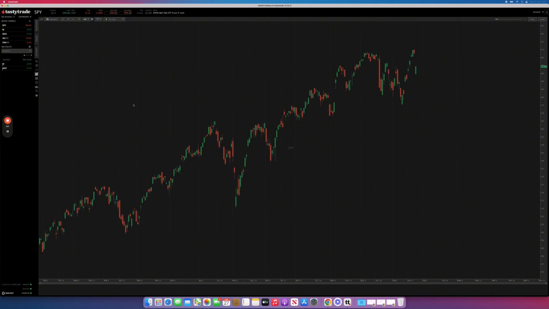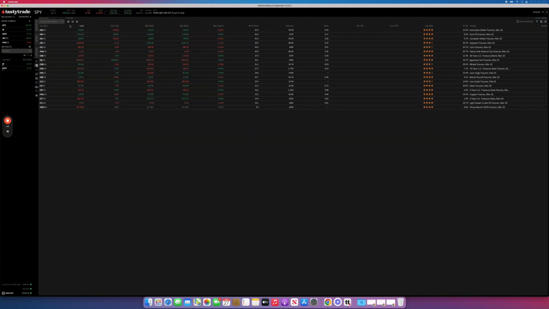So the first thing you want to do is open up a watch list of futures that has options contracts available to trade on them. If your broker doesn't natively show you a default watch list, just take note of these ticker symbols here and make your own custom watch list.